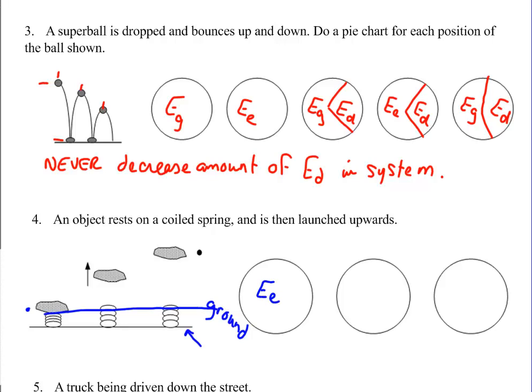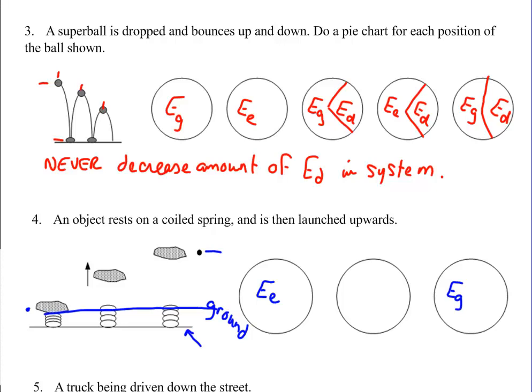In the third position, I'm going to do the first and the third pies because the ends many times are easier. There's a dot here. That means it's not moving. It's in the air. So I've got gravitational potential energy. No kinetic because it's not moving. Moving through the air means no dissipated energy. So I have gravitational at the end.